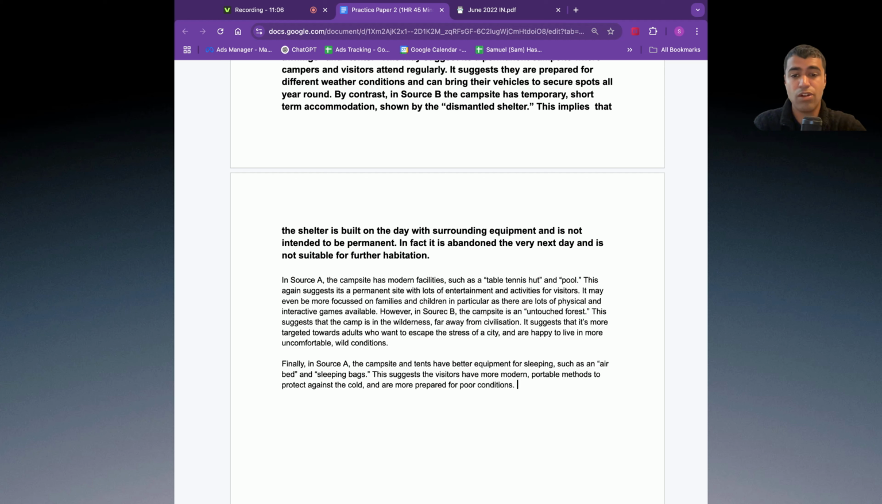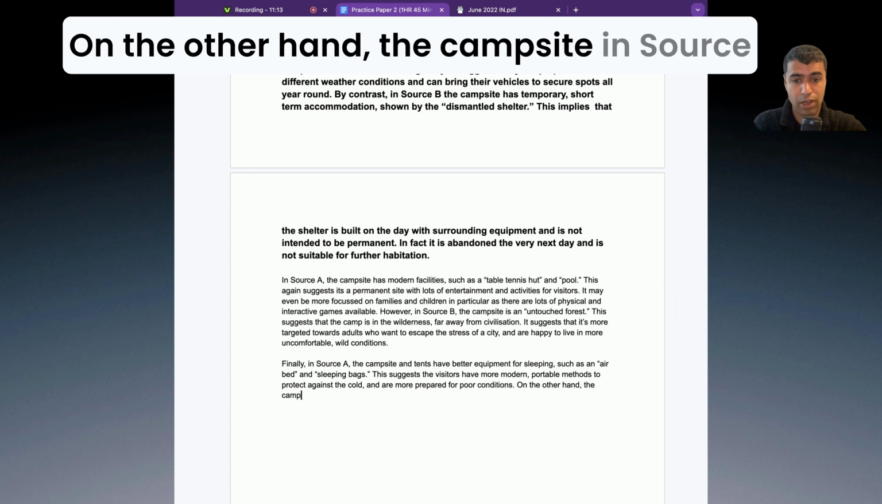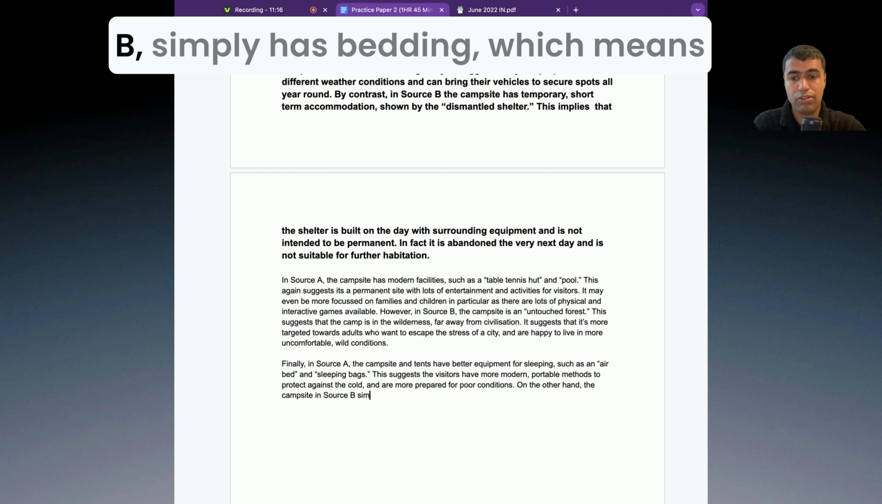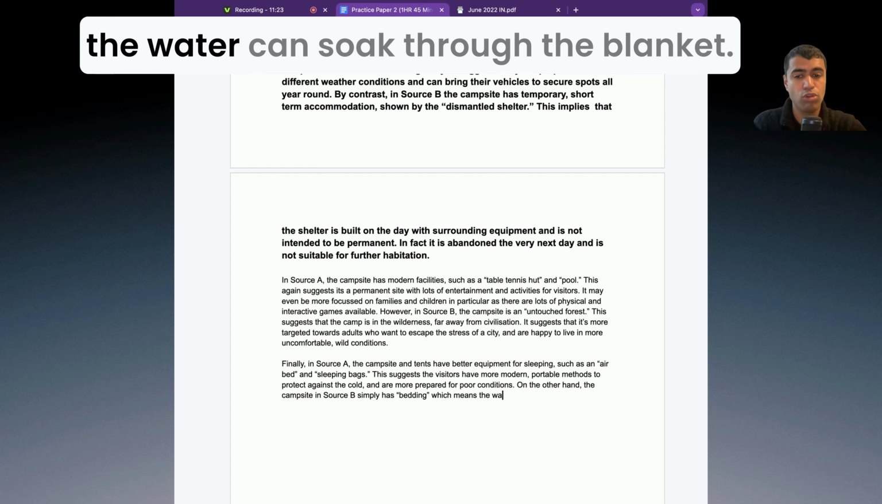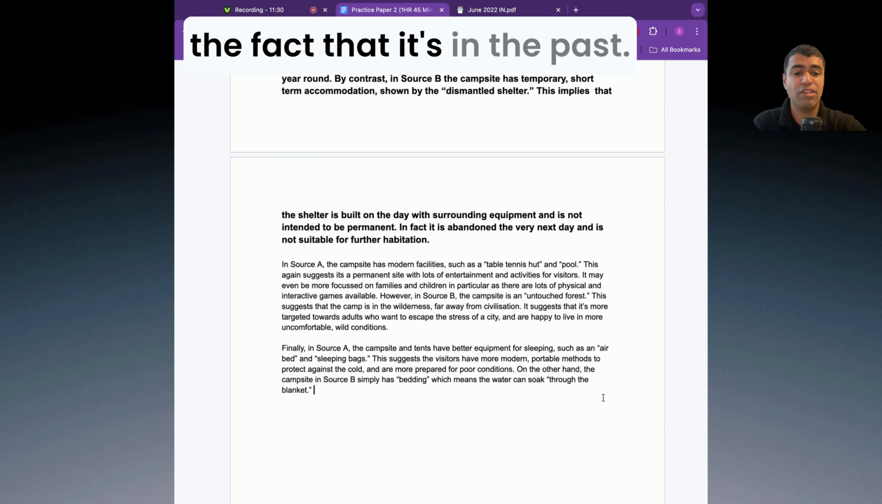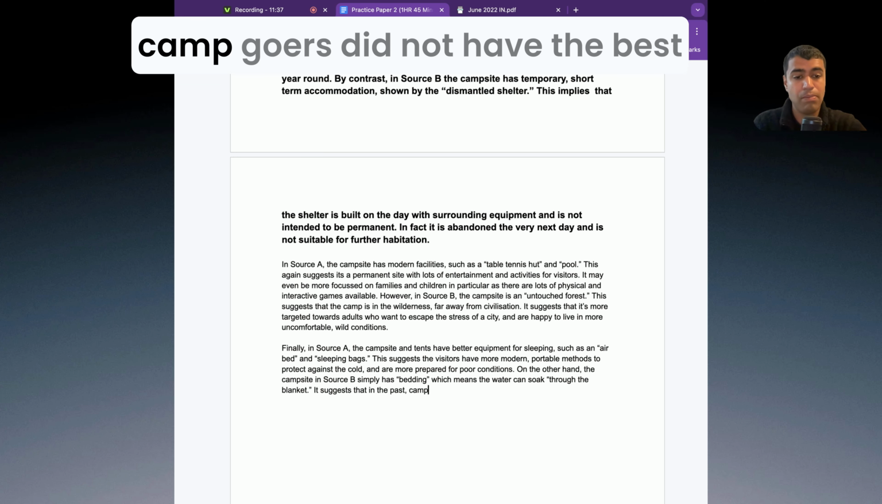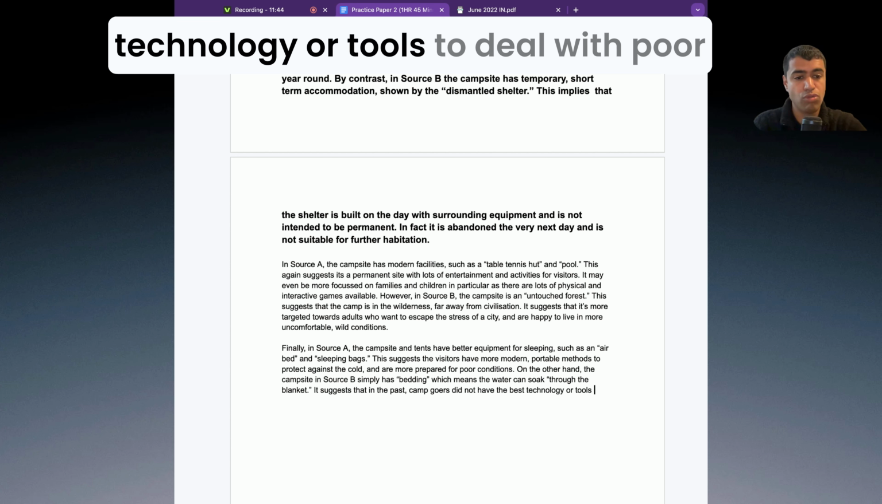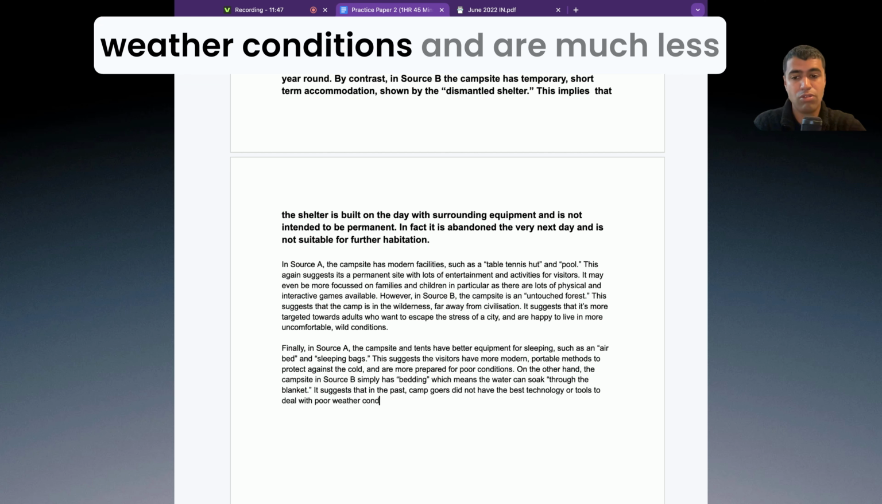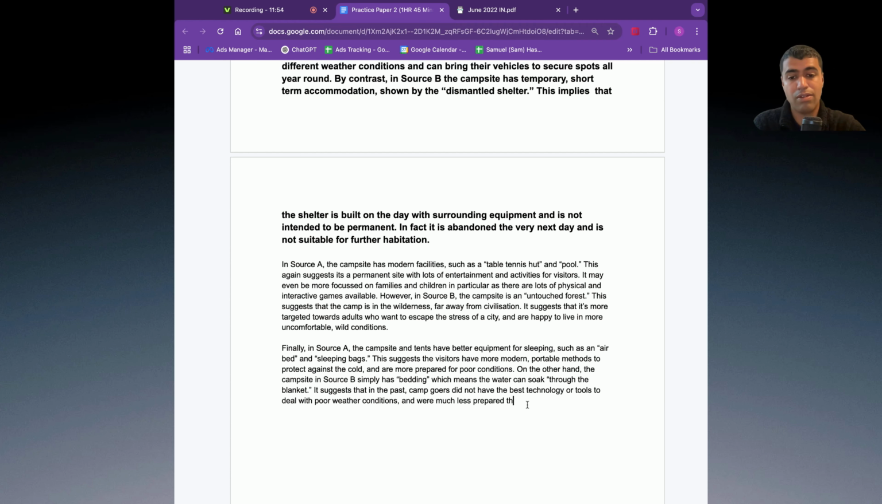But on the other hand, the campsite in source B simply has bedding, which means the water can soak through the blanket. Now, what does that suggest? Firstly, I could talk about the fact that it's in the past. It suggests that, in the past, camp goers did not have the best technology or tools to deal with poor weather conditions and were much less prepared than those today.